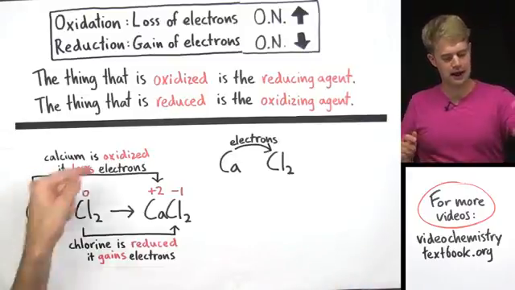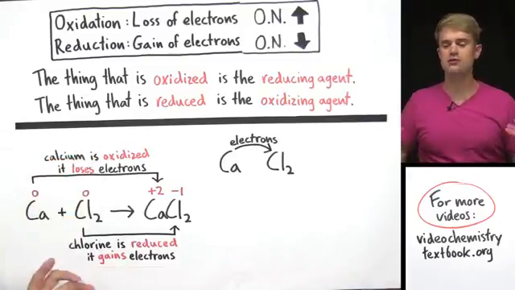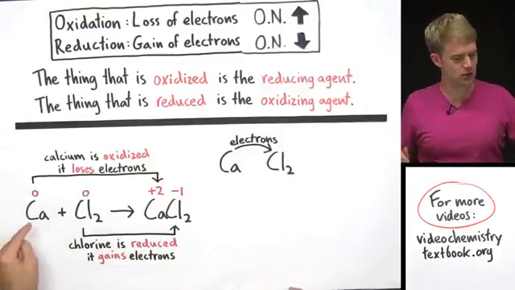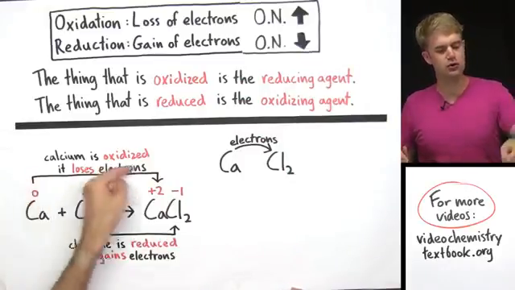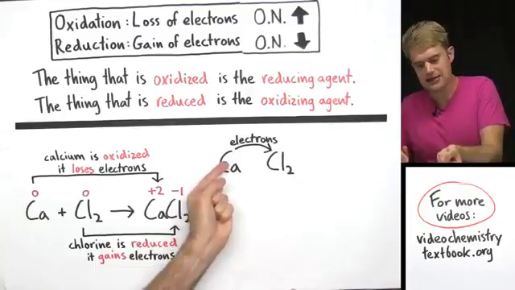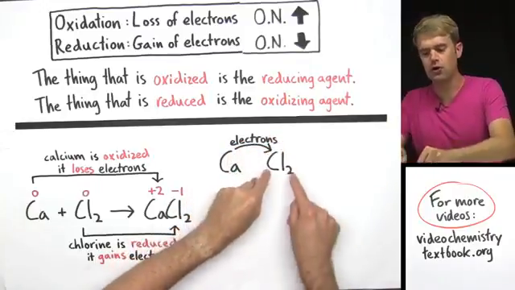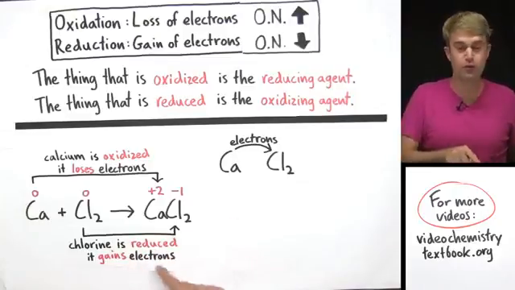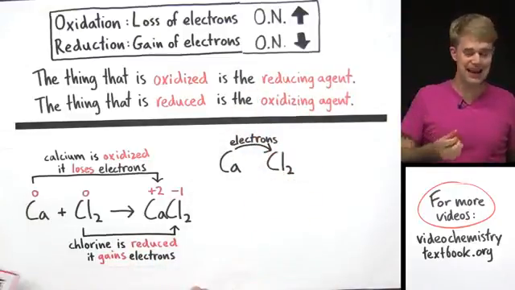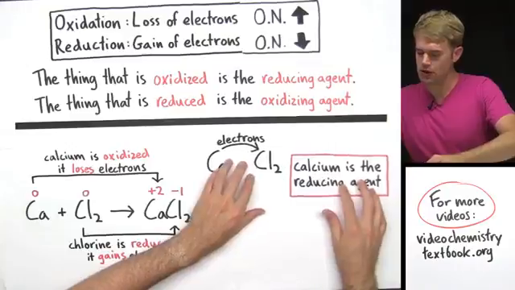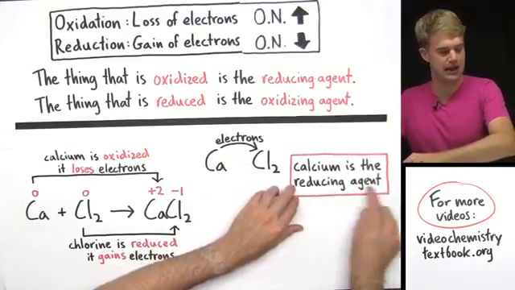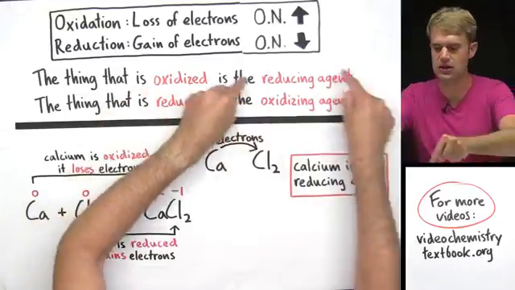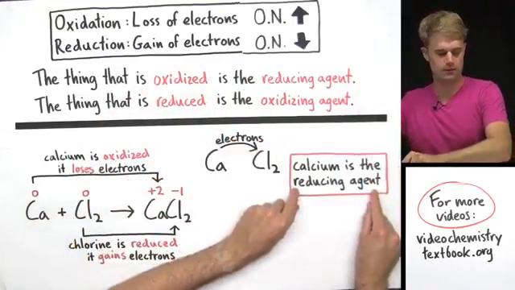Now, we know what's being oxidized, and we know what's being reduced. Let's figure out what is the reducing agent and what is the oxidizing agent. Okay, so calcium here is losing electrons. It is giving electrons to chlorine, but by doing that, it is allowing chlorine to become reduced. It is allowing chlorine to gain electrons. So calcium is the reducing agent, because the thing that is oxidized is the reducing agent.